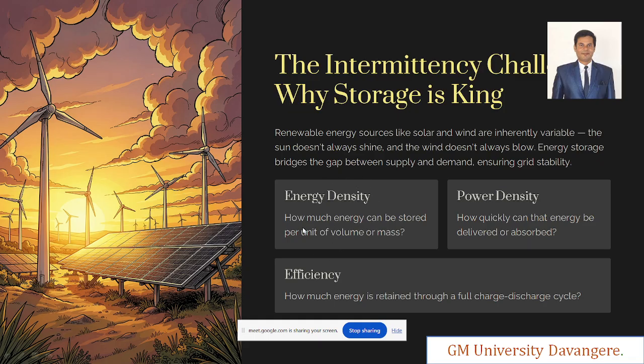So energy density says how much energy can be stored per unit volume or mass, right? And the power density, what is the power density? It tells how quickly that energy can be discharged, delivered, or absorbed. That is the difference between energy density and power density, right? As I've given the example for energy density, it is battery storage, whereas for power density we can take the example of ultra capacitors.